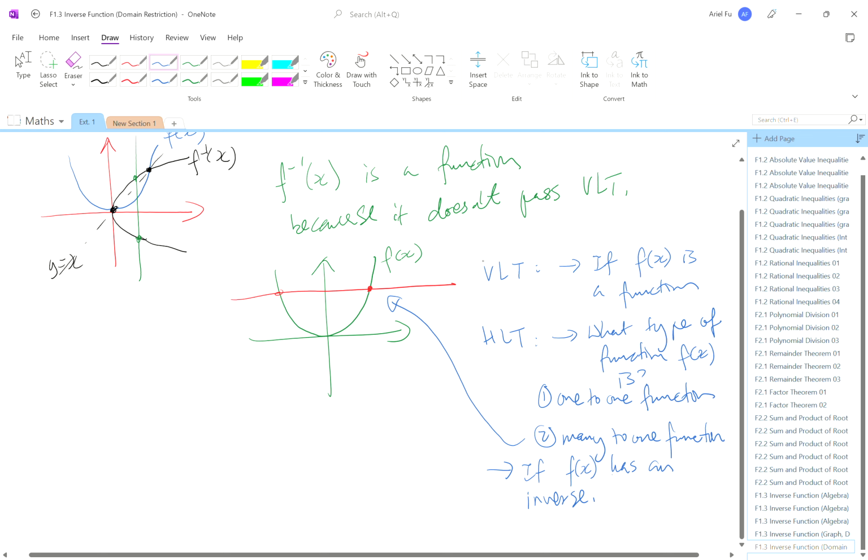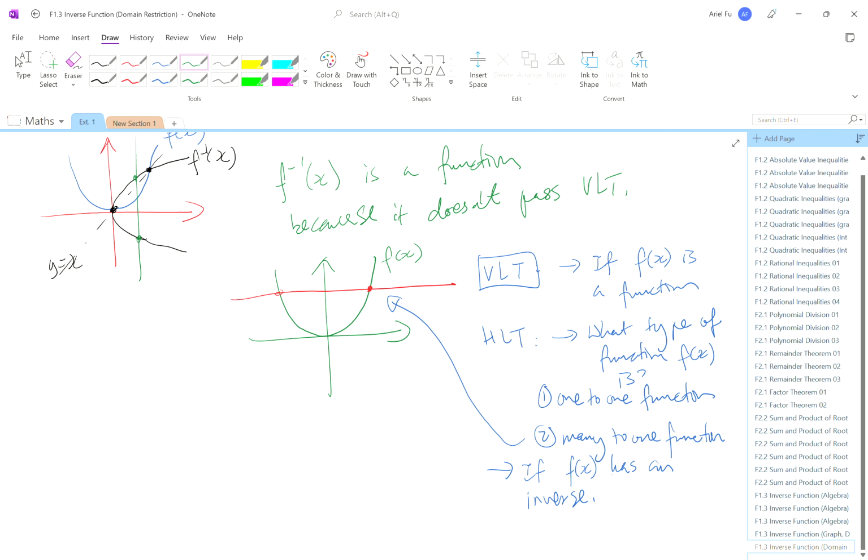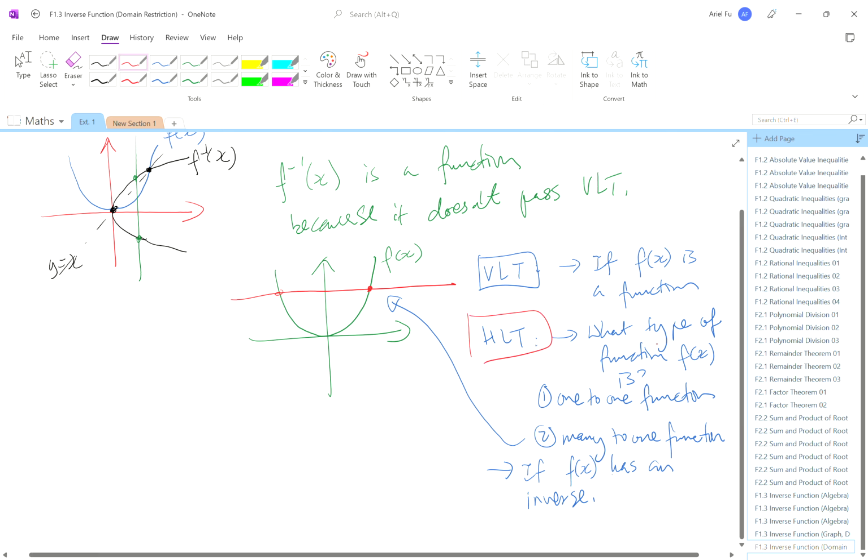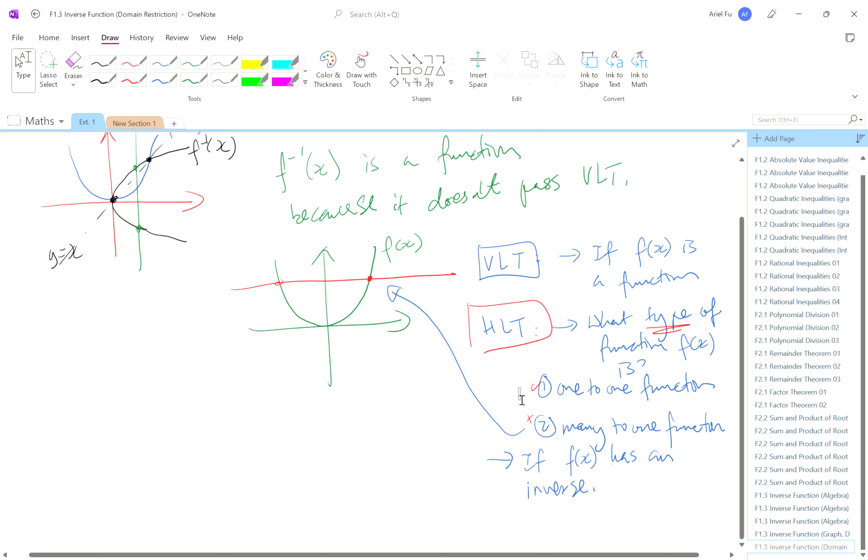So the vertical line test tells me one thing: if f of x is a function, done. The horizontal line test tells me two things. One is what type of function it is, and whether the function would have an inverse. If it's a 1-to-1 function, it will have an inverse. If it's a many-to-1 function, it will not have an inverse. So these two parts are closely knitted with whether it has an inverse.